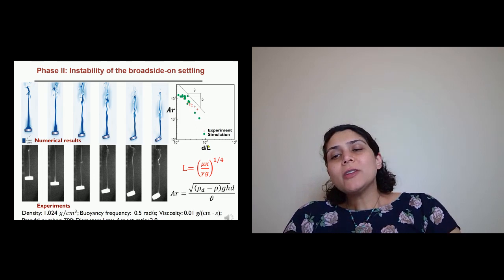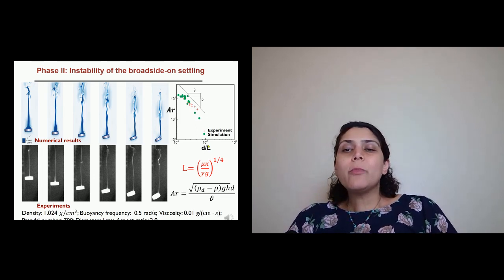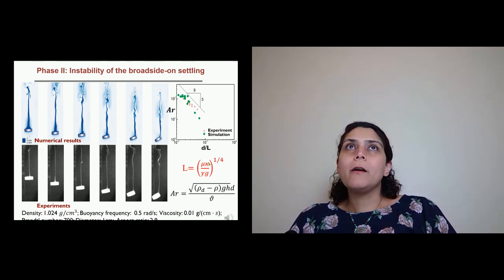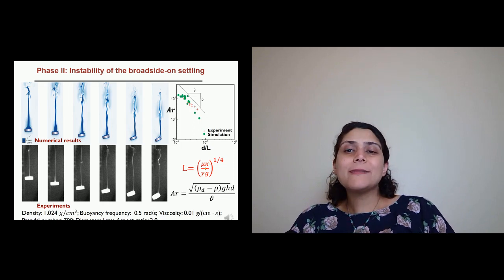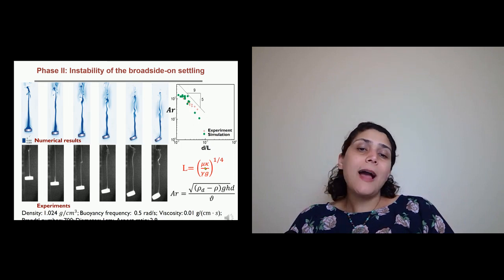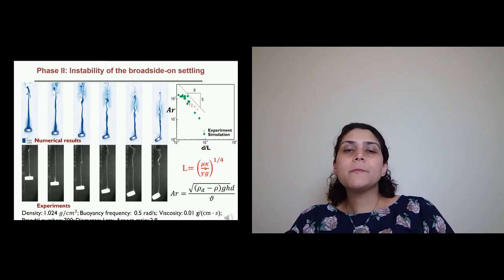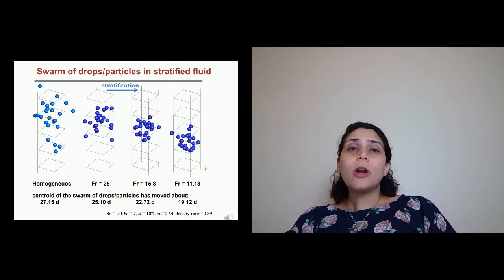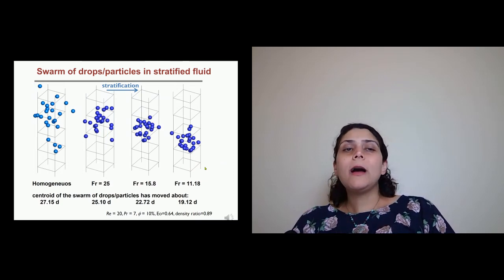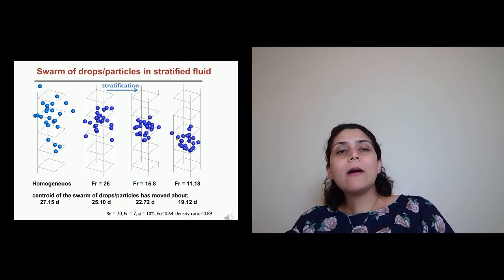So this is the stratification length scale, which is basically where buoyancy effect and viscous effect balance each other, and it plays an important role in describing the dynamics of the particles as well as the organisms. If you have a swarm of these particles or drops, these are now drops that are lighter than the fluid around them, not only is the rising motion slowed down, but also they are much less dispersed compared to a homogeneous fluid.